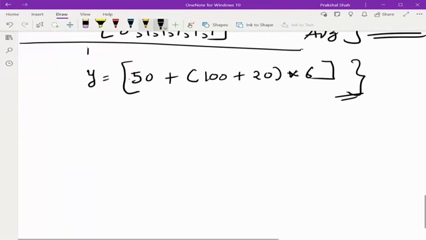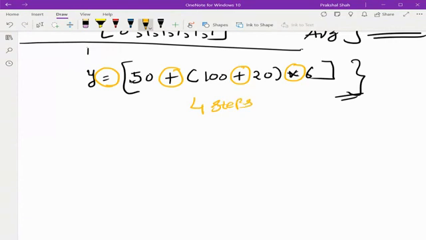Now in this particular case, how many computer steps are taken here? This is my first operation of multiplication. This is my second operation of addition. This is my third operation of addition. Can I say this is my fourth operation of assignment? Yes or no? So can I say this will be taking 4 steps on an average? Yes or no, people?